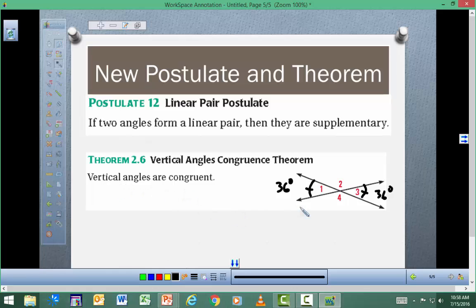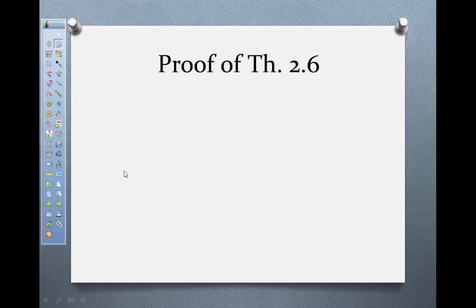There's another pair of vertical angles in here. That's 2 and 4. 2 and 4 are vertical angles as well. So those two angles are congruent. Okay? So please make sure you memorize this theorem. It's pretty easy. It says vertical angles are congruent. But the other thing you want to be able to memorize is the proof of this theorem. So that's what we're going to look at next, is how do we prove this theorem.